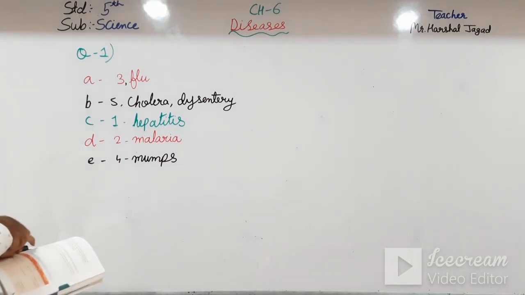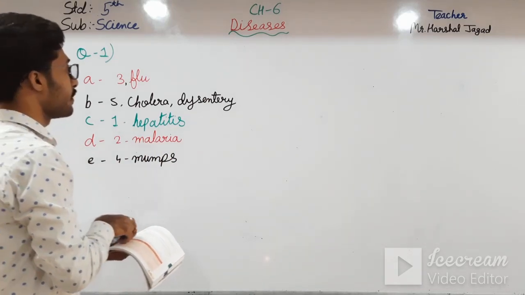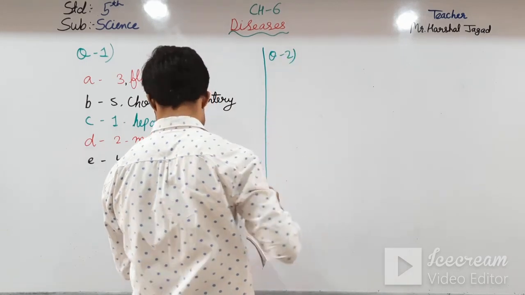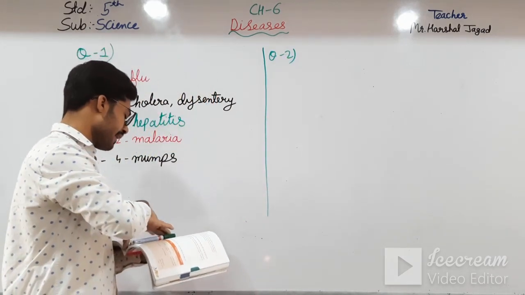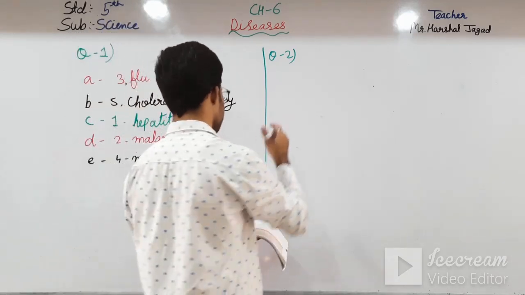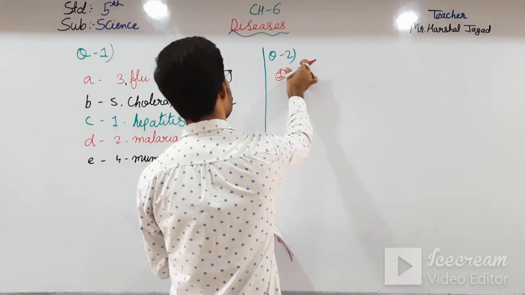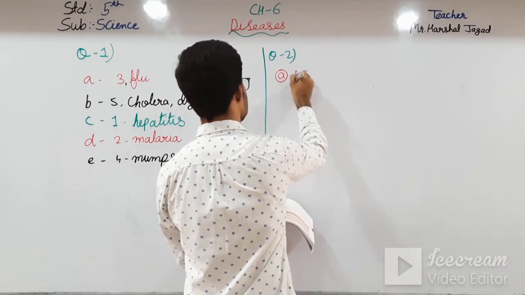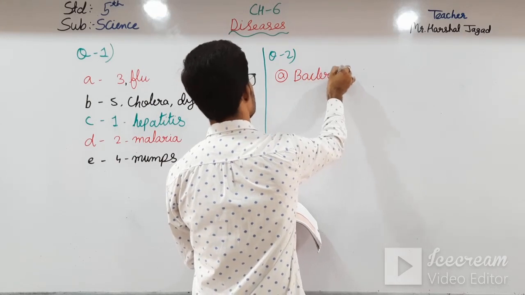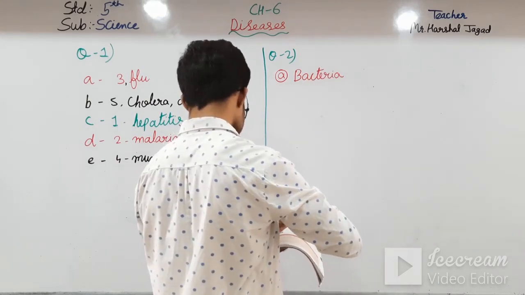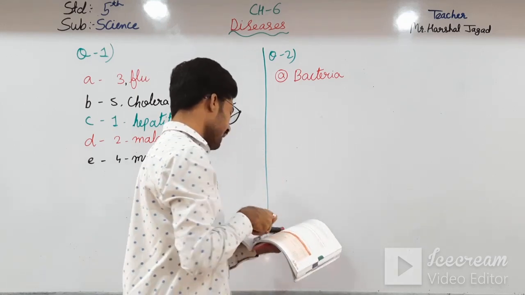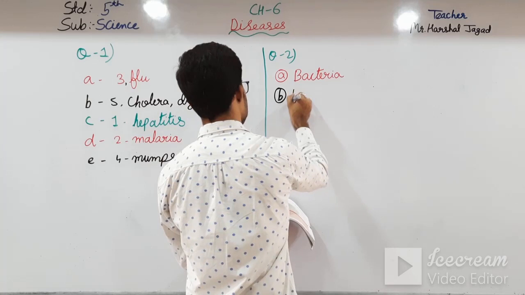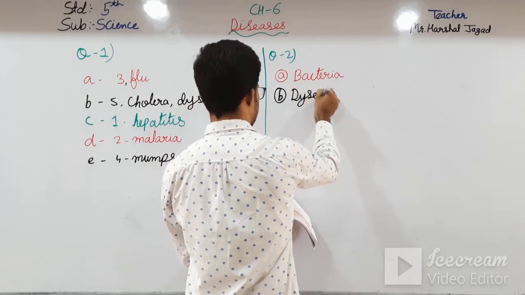Okay students, and then after there is choose the correct answer. So I am writing over here on this side. That is question number 2. Dash helps turn milk into curd. The answer will be A, bacteria. B, dash is caused by protozoa, that is dysentery.